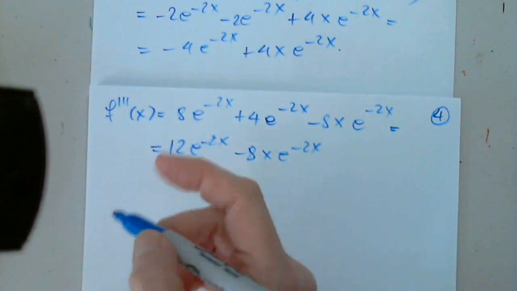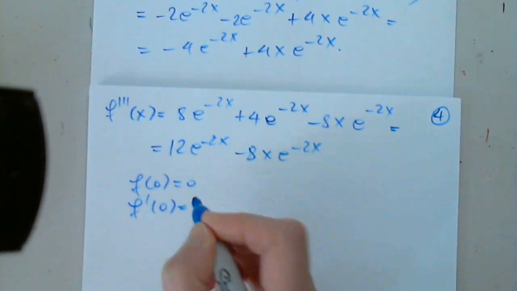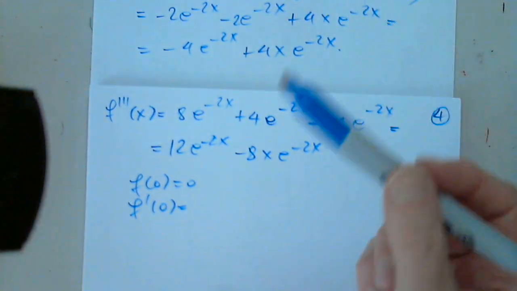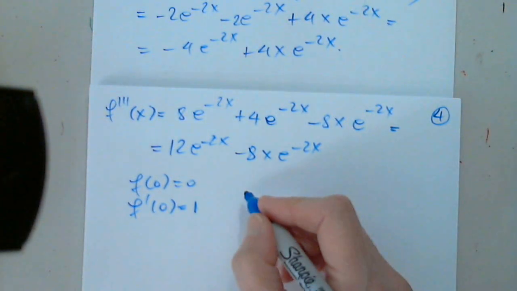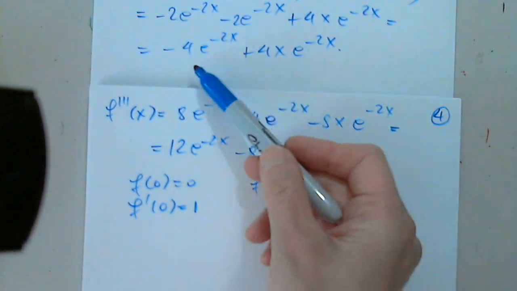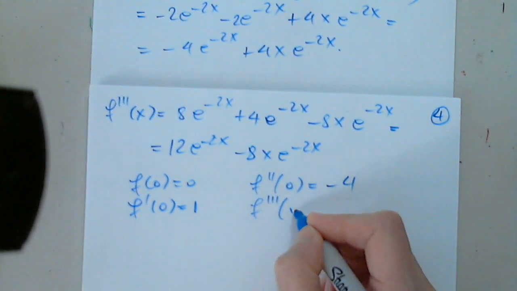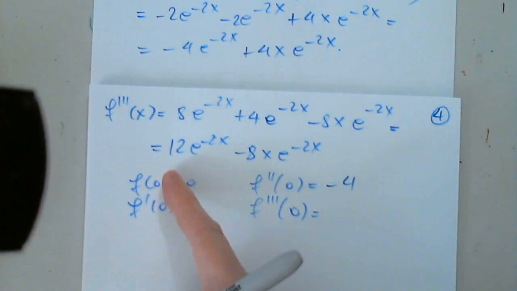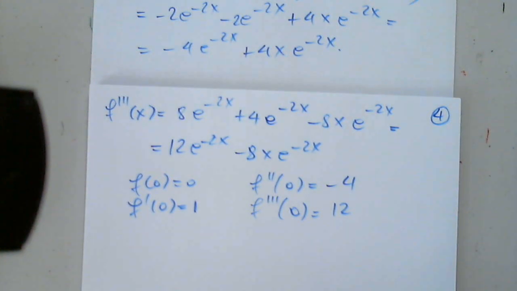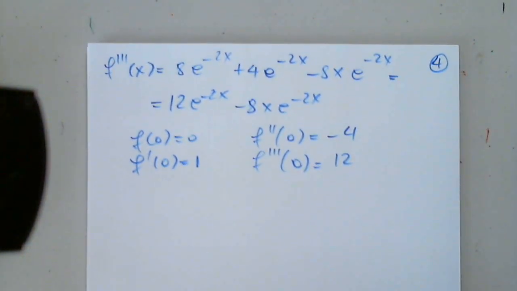So we already determined f of 0. Let me write it again here. f prime of 0 is 1. Then f double prime of 0 is -4. And the third derivative at 0 is 12. That's all we need before we write the Taylor polynomial of degree 3.